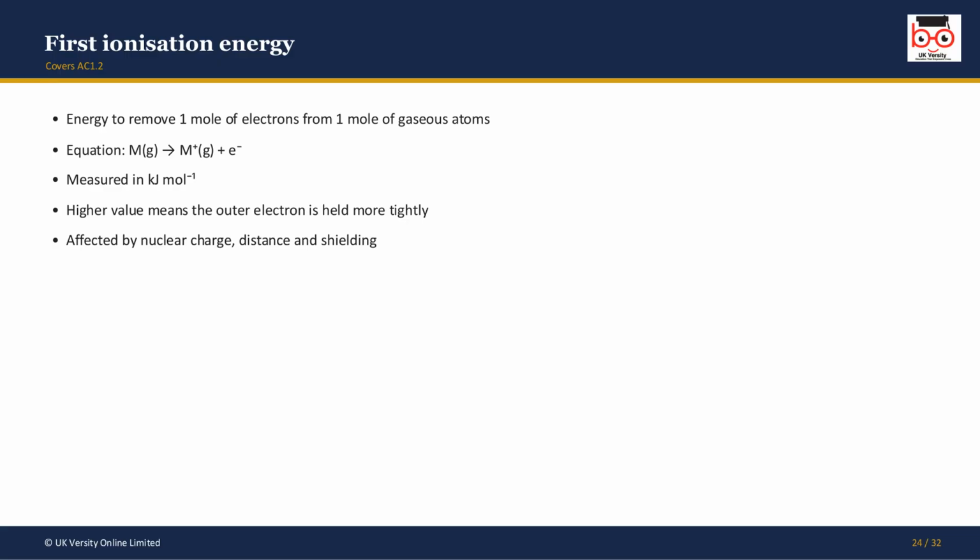Ionization energy is a measure of how tightly an atom holds its outer electron. Specifically, the first ionization energy is the energy needed to remove 1 mole of electrons from 1 mole of gaseous atoms. Written M(g) goes to M+(g) plus an electron. It's measured in kilojoules per mole, and a higher value means the outer electron is held more tightly. It depends on the nuclear charge, the distance out to the electron, and the shielding from inner shells.